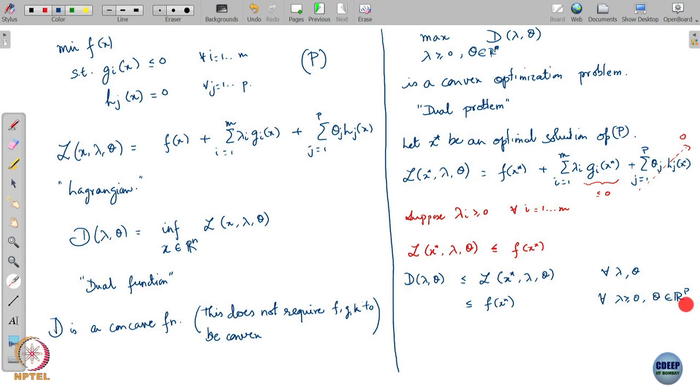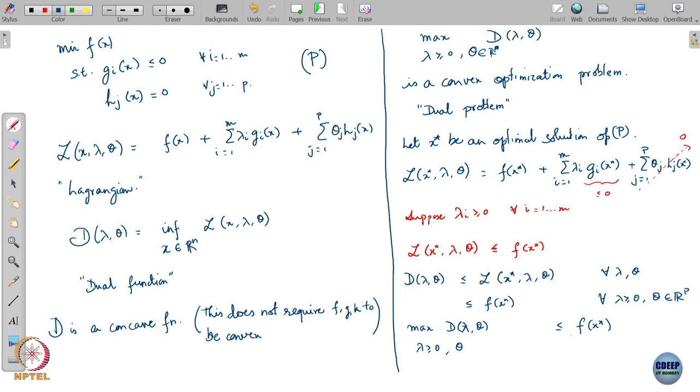So, what does this mean? It means then that the maximization of d of lambda comma theta over lambda greater than equal to 0, any theta, also has value less than equal to f of x star.